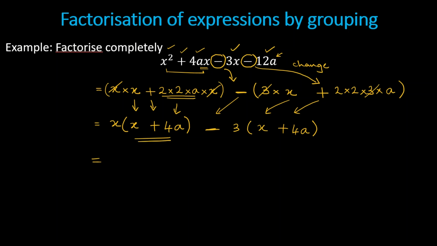Here we have x plus a. Here also we have x plus 4a. Here we have x plus 4a. Again we have x plus 4a. So x plus 4a is common. So we take out x plus 4a outside. And we are left with x minus 3. Okay?